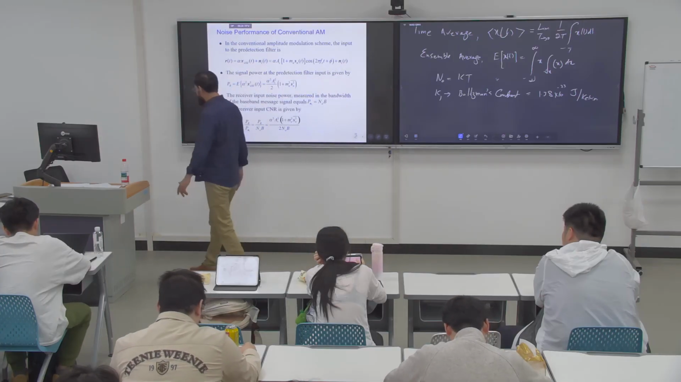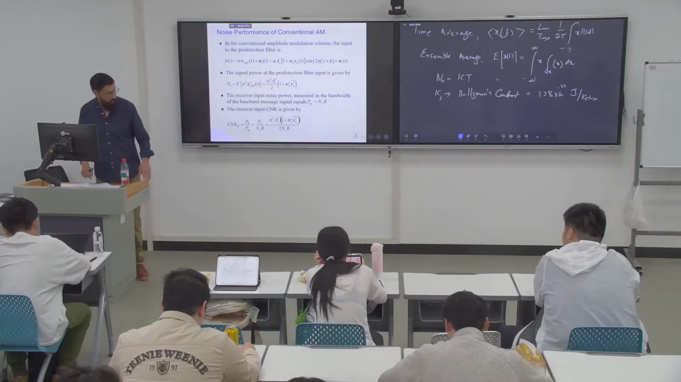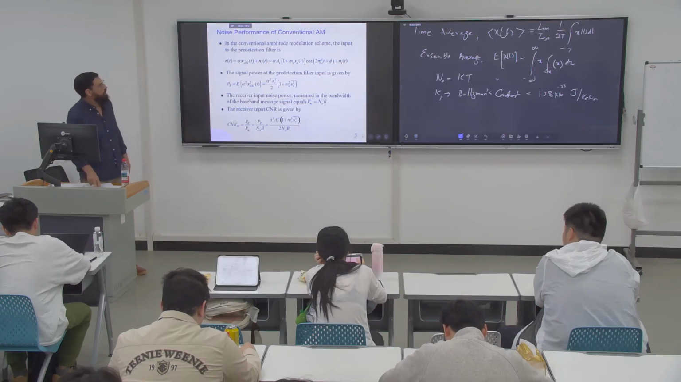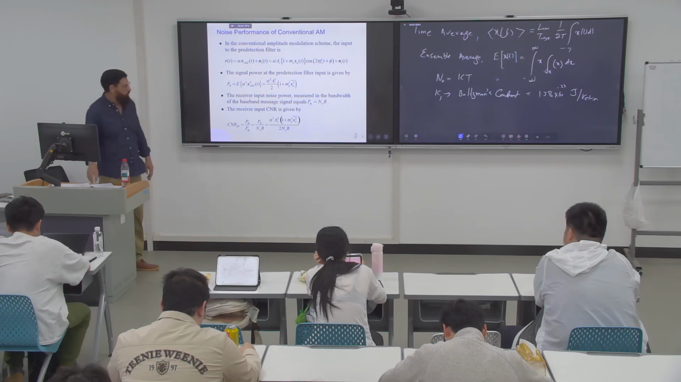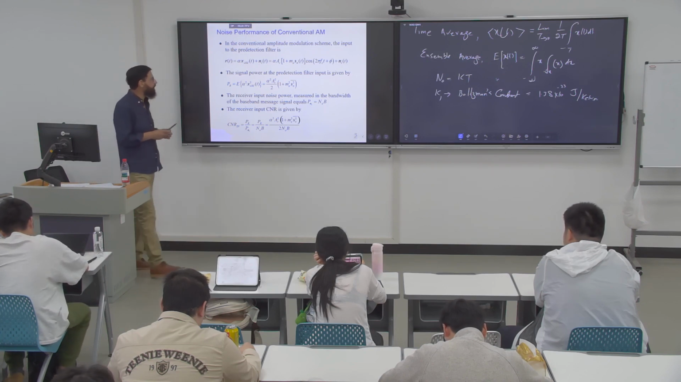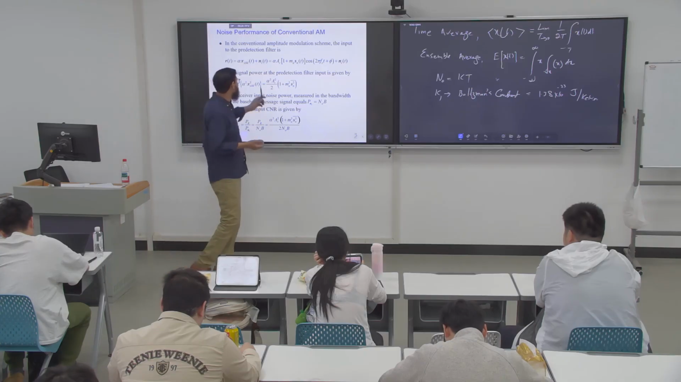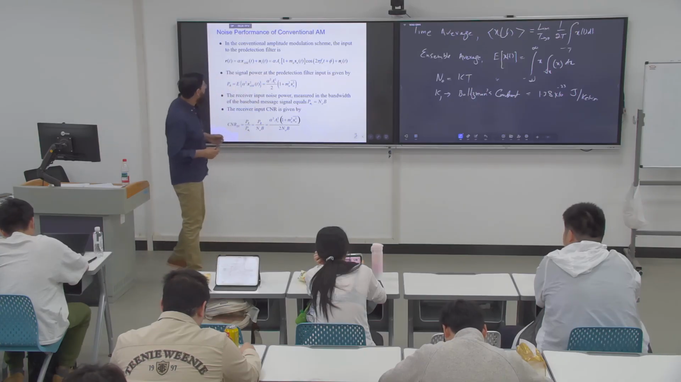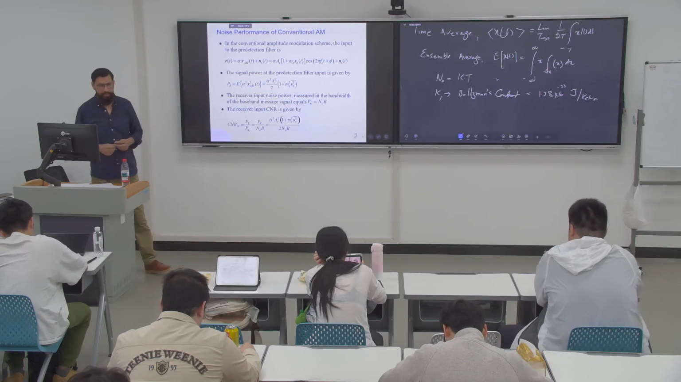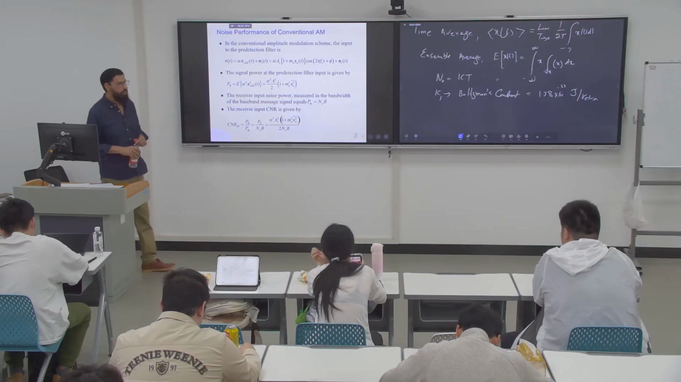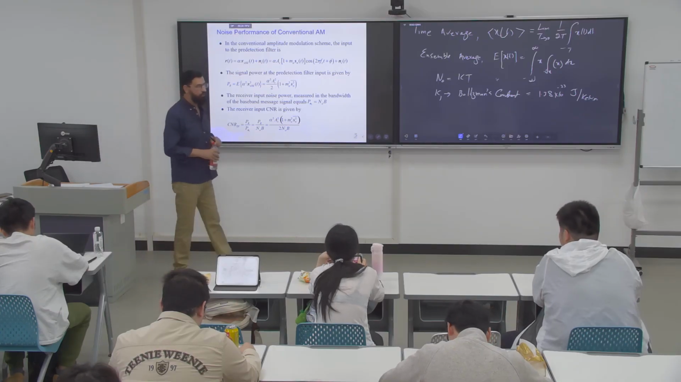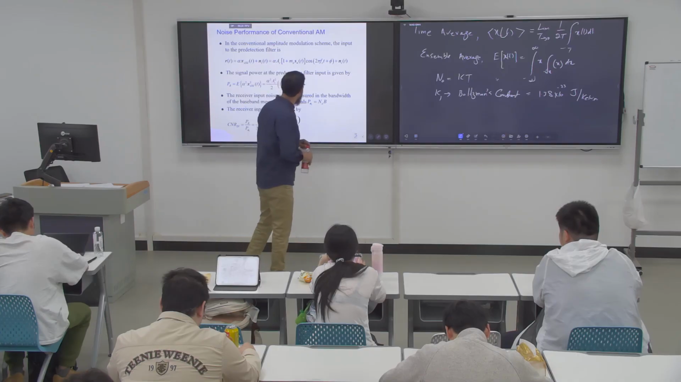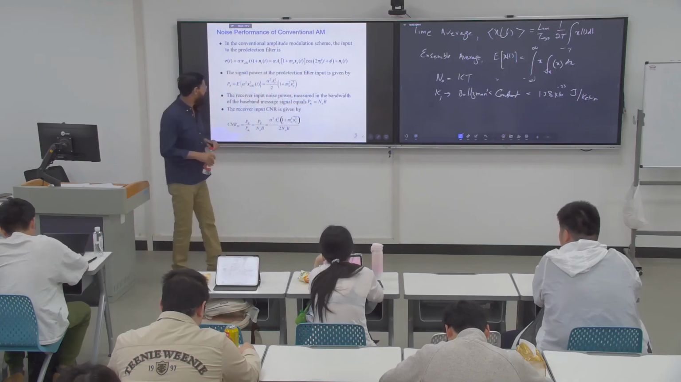Now let's talk about conventional AM. In the conventional amplitude modulation scheme, the input to the pre-reduction filter, again the same thing is happening here. We have conventional AM. So here is the conventional AM signal. Of course, r(t) is basically equal to the conventional AM signal plus the noise. Now just expand that.